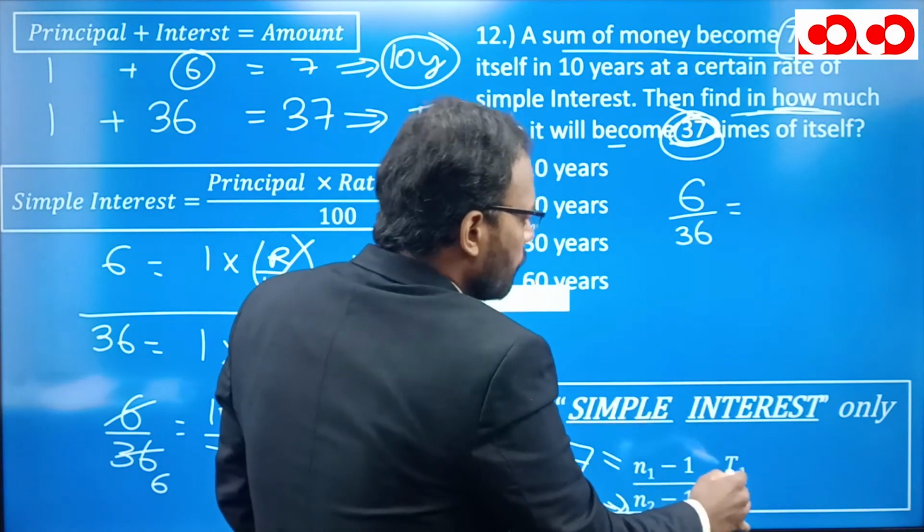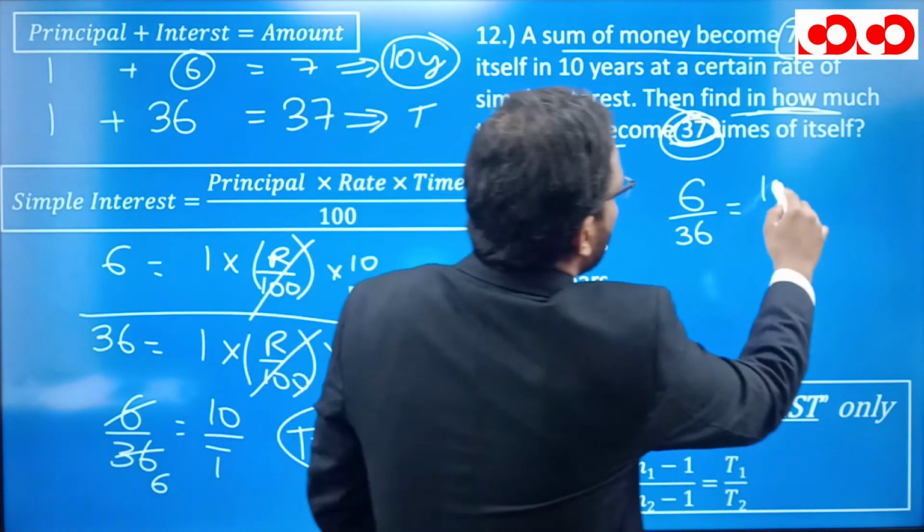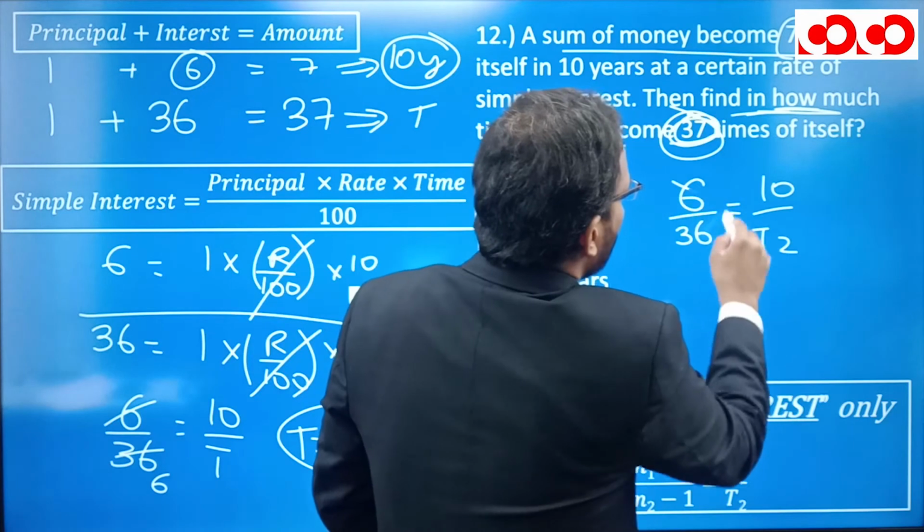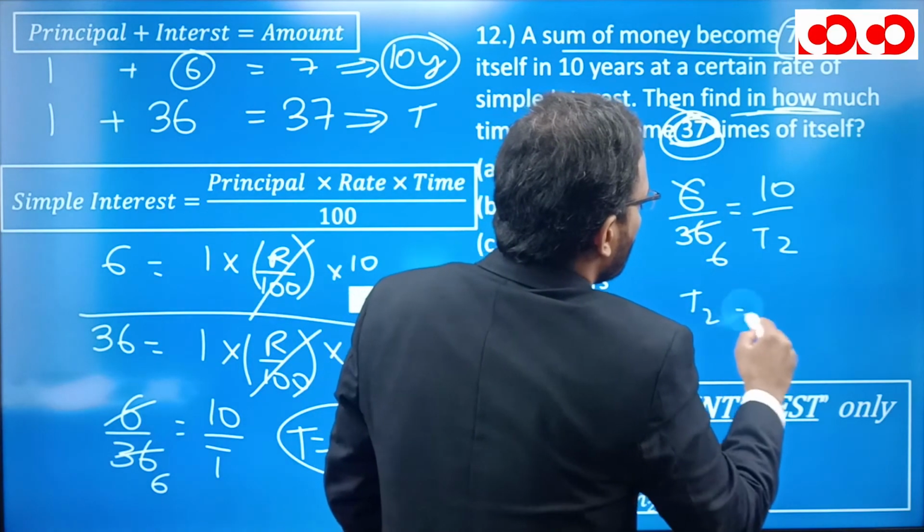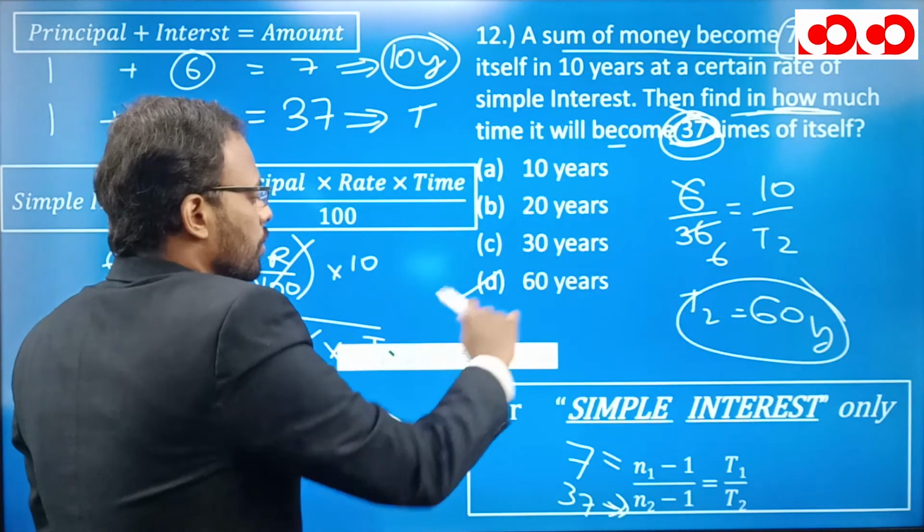And the time 1, t1, is what? 10 years. We have to find t2. This will cut 6 times. So time 2 is equal to 60 years. So it is 60 years.